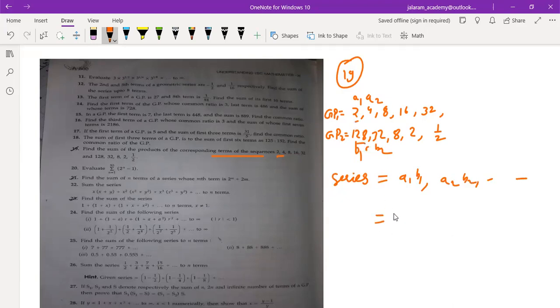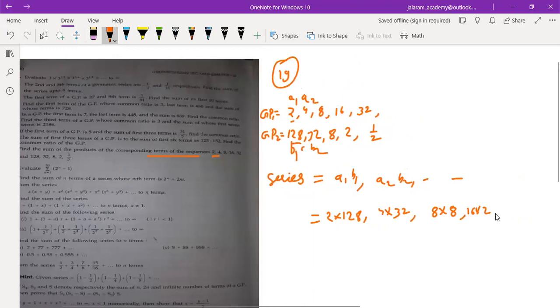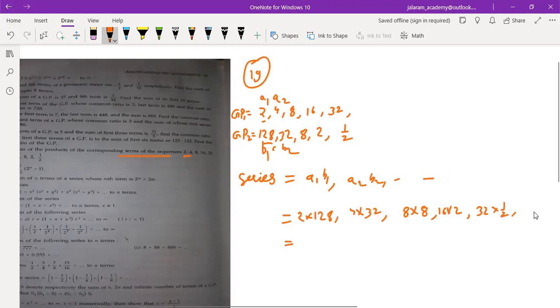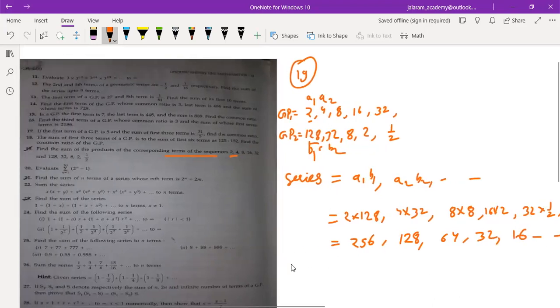So what will be the first term? 2 into 128. Second term, 4 into 32. Third term, 8 into 8. Fourth term, 16 into 2. Fifth term, 32 into half. That is 256, 128, 64, 32, 16. So check whether it's a GP or not.